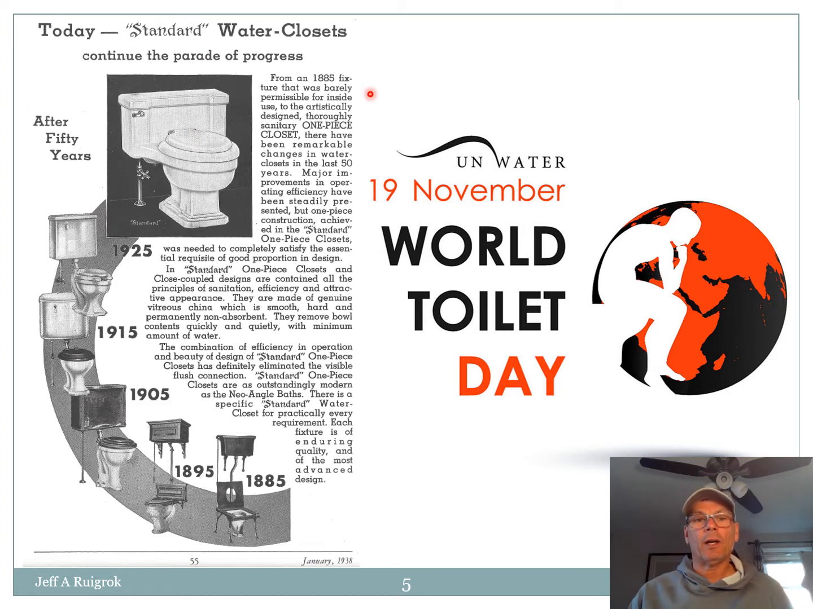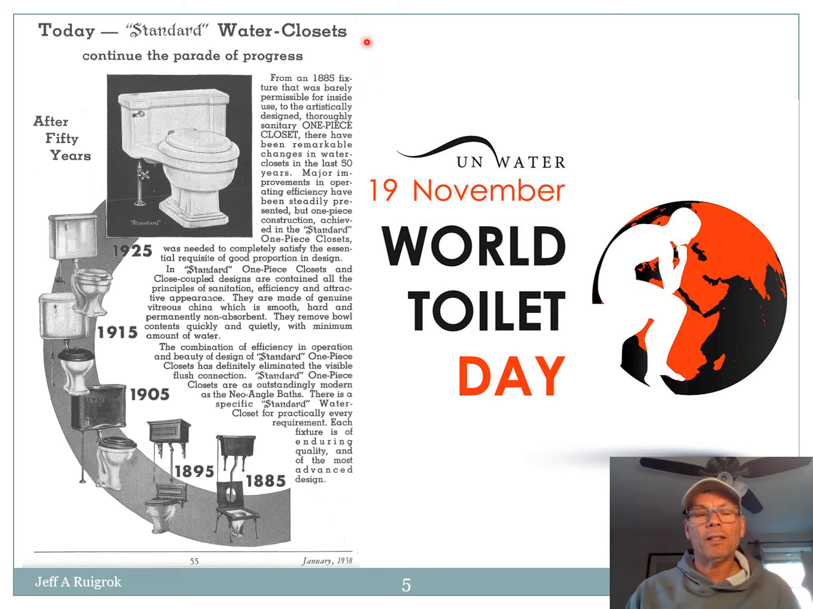Anyways, if you have a quick look at the passage here, it says from a 1885 fixture that was barely permissible for inside use. That's again referring to the outhouses that were popular in the day where you kept your poo and pee outside. The thought of stinking up your house by having a poo or a pee inside was just unconscionable to some people. And I talk sometimes about the term sanitary unit being more of a marketing term than anything else, because they were actually considered quite unsanitary. So when you read through this, you'll get a bit of a kick out of it.